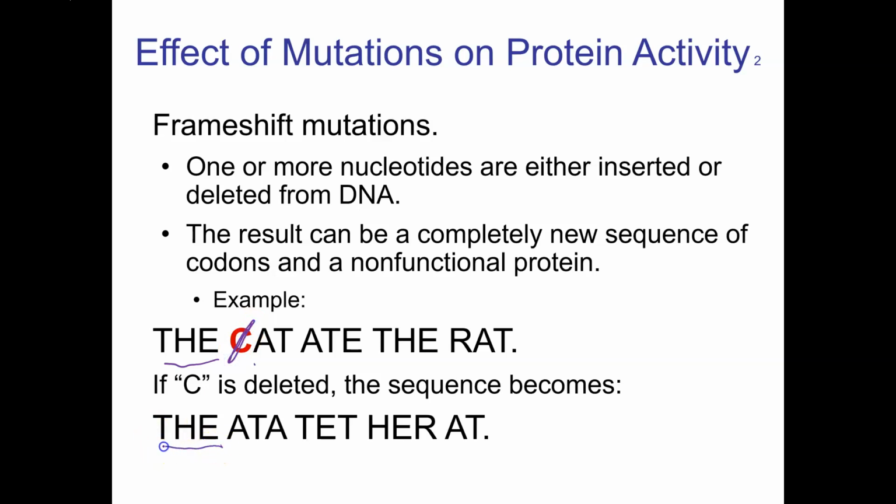And now when we read it, it says the atta tet her at. That is a non-functional sentence. It doesn't make any sense. And the only thing we did was we deleted 1 nucleotide. So we changed the frame in which we were reading. So we still read 3 nucleotides at a time, or 3 letters at a time, but those 3 letters are all different. So these amino acids here, this section that codes for an amino acid and this amino acid are going to be different than the amino acids up here. And this doesn't even code for an amino acid because there's only 2 nucleotides.